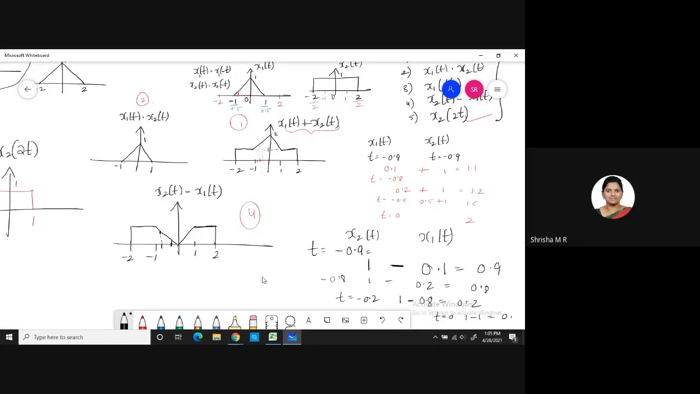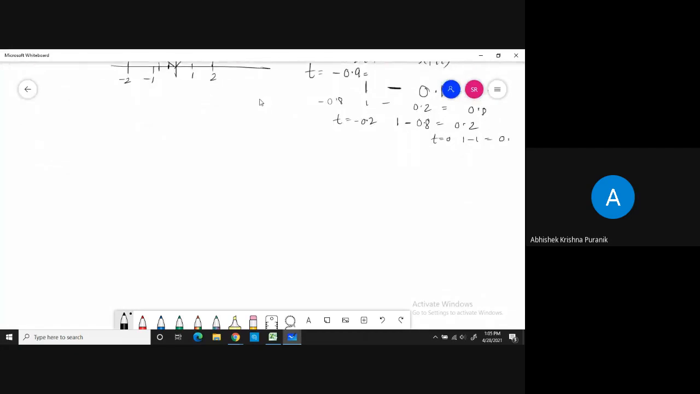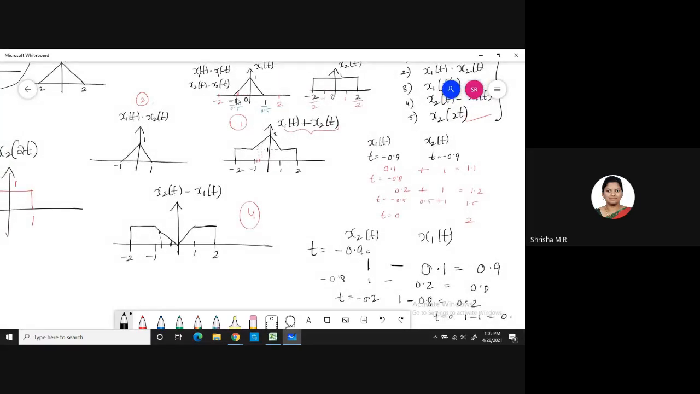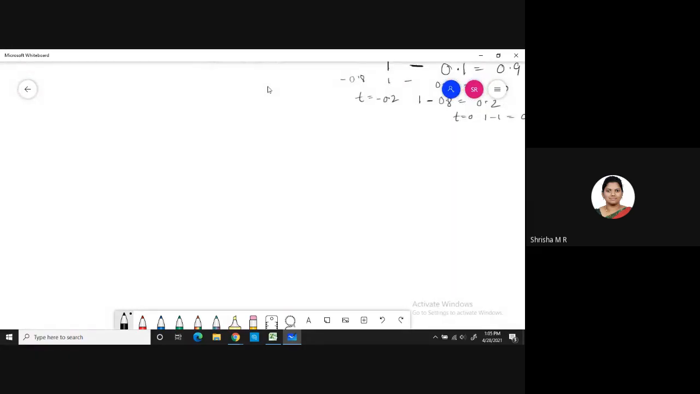You're taking the same instant of time from minus 0.9, minus 0.8. So check what is the signal. If you add, you'll get higher value of signals, right? The point values will be greater than 1. If you subtract, it will be less than 1. Okay. So take down next problem.